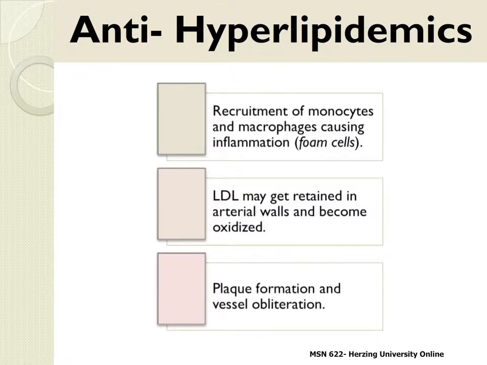Now, LDL often can get retained in the arterial walls. When LDL gets retained in the arterial walls, it becomes oxidized, and as soon as it becomes oxidized, it starts to recruit monocytes and macrophages, and this then starts to cause inflammation. And this is often referred to as the foam cells, and then they form plaques and cause blood vessel obliteration.